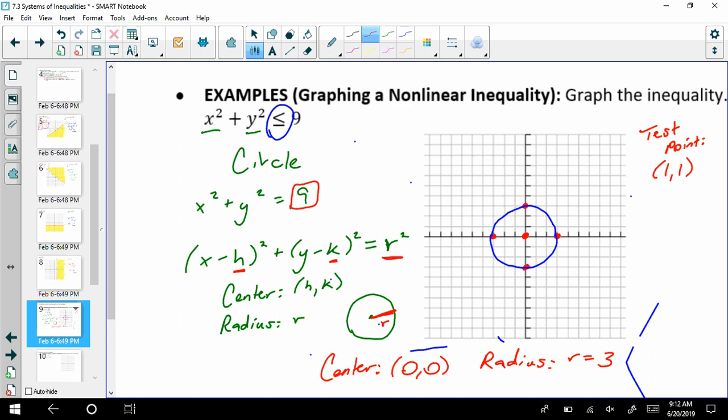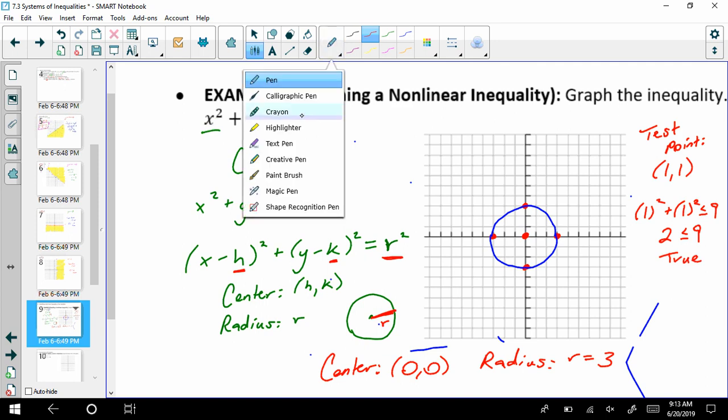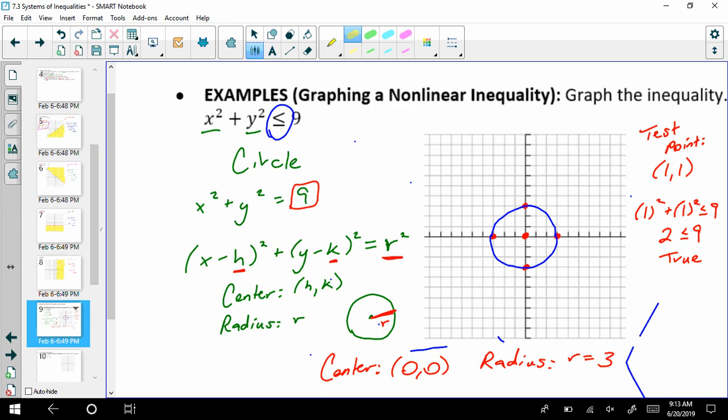So if I plug 1 in for the x and I plug 1 in for the y, 1 squared is 1, 1 squared is 1, 1 plus 1 is 2. I get 2 is less than or equal to 9. Is that true or false? That's true. 2 is less than 9. Because it's true, that means my test point of 1, 1 needs to be in the shaded region. And since 1, 1 is inside the circle, my shaded region is the region inside the circle.